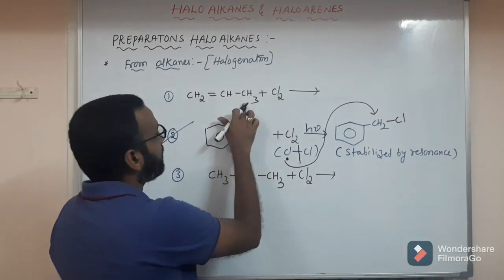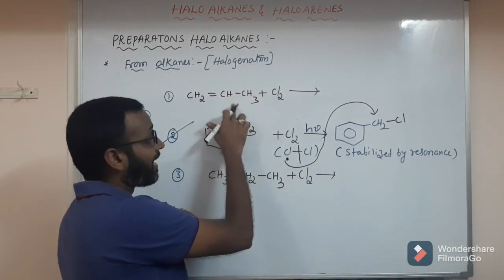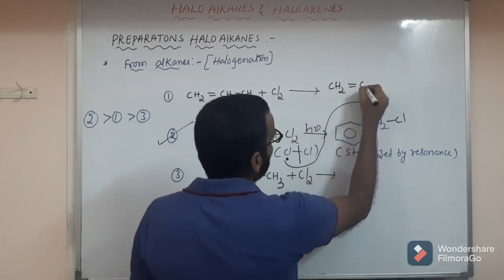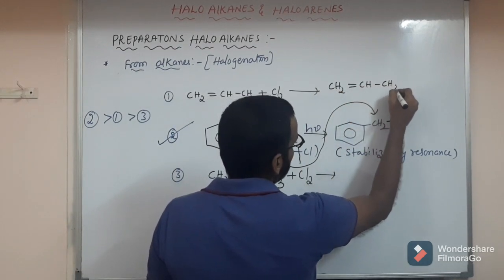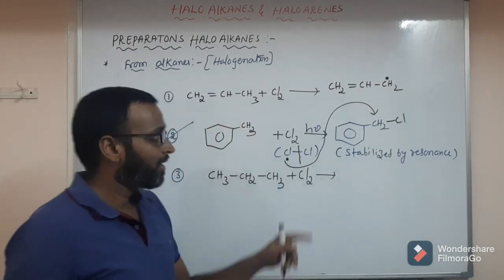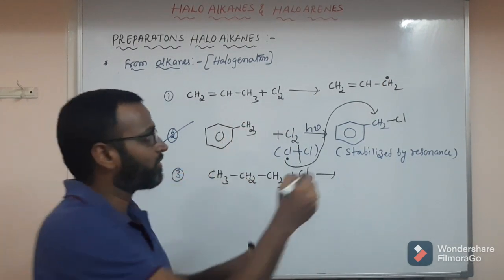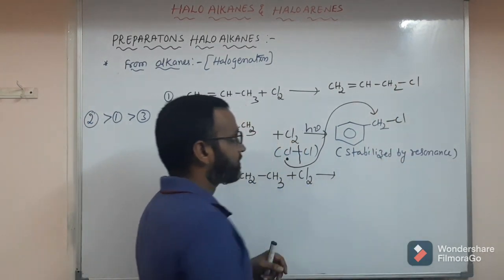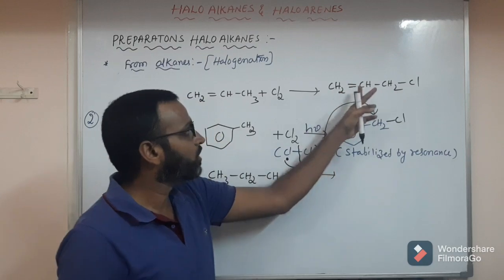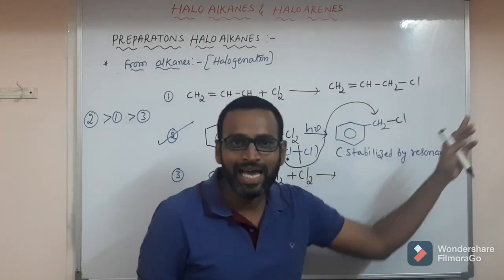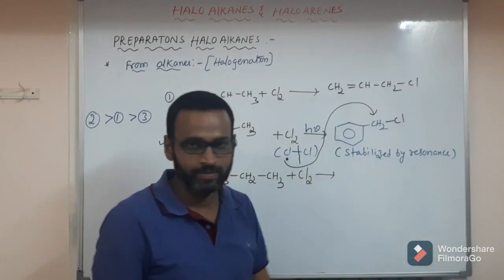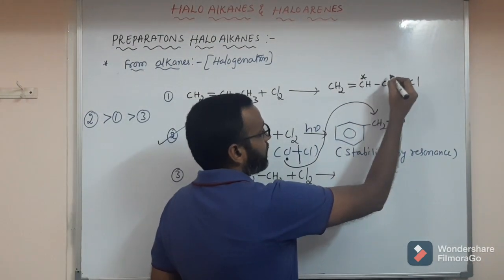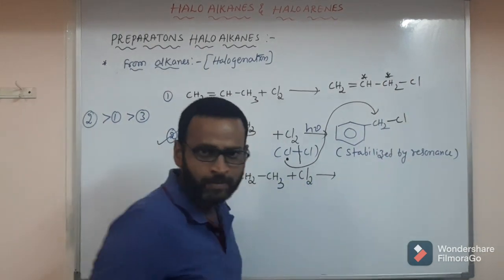Okay, same here, allyl free radical you will have. Allyl means CH2 double bond CH and CH2 dot will come first. And for that, this chlorine dot will substitute here, so that here what you are having is CH2 double bond CH and CH2Cl. This is allyl chloride.